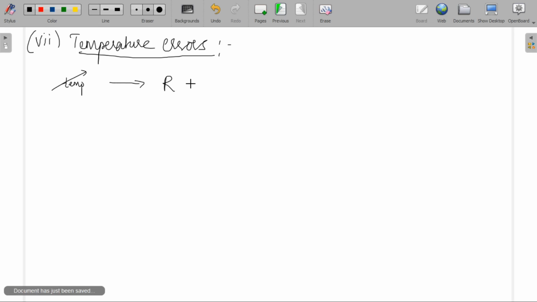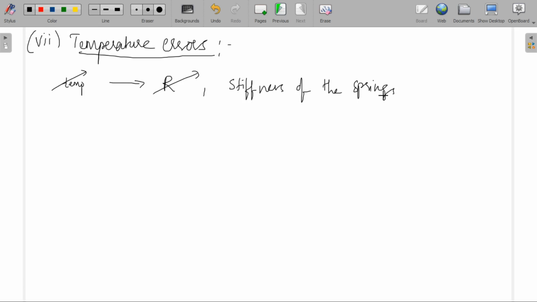resistance of the pressure coil circuit will be changing. Resistance of the pressure coil circuit will be changing, as well as resistance of the pressure coil will be changing, as well as stiffness of the springs will be changing. Okay, suppose if I increase the temperature, what will happen?